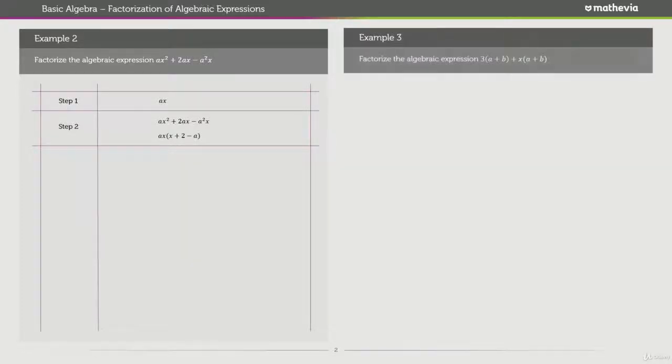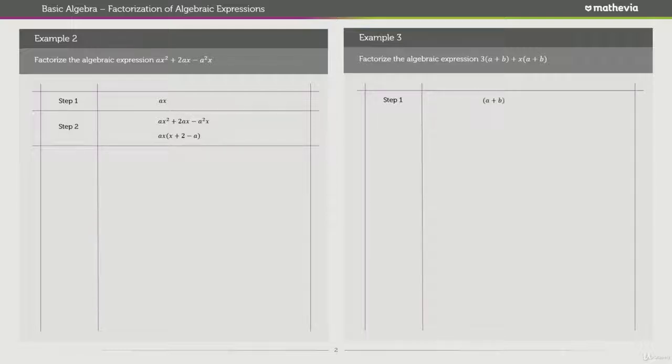Let's do another one. Example 3 says factorize the algebraic expression 3 multiplying a plus b plus x multiplying a plus b. Now this looks very interesting. We have 3 multiplying a plus b plus x multiplying a plus b. What is the common factor here? Can you look closely and tell me?